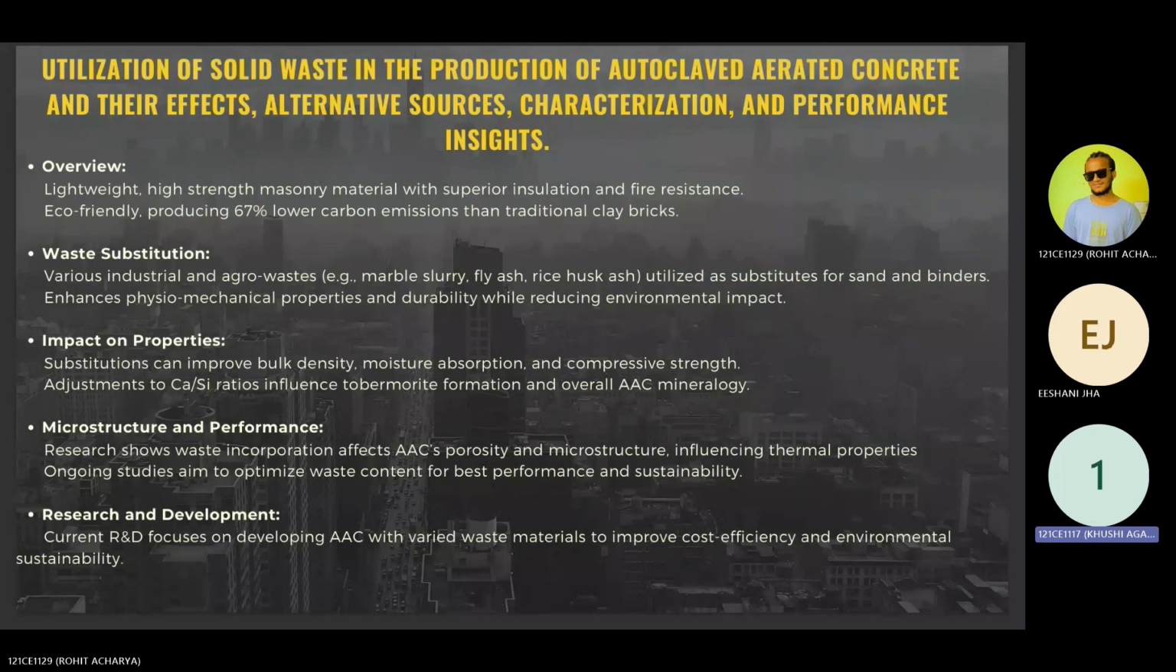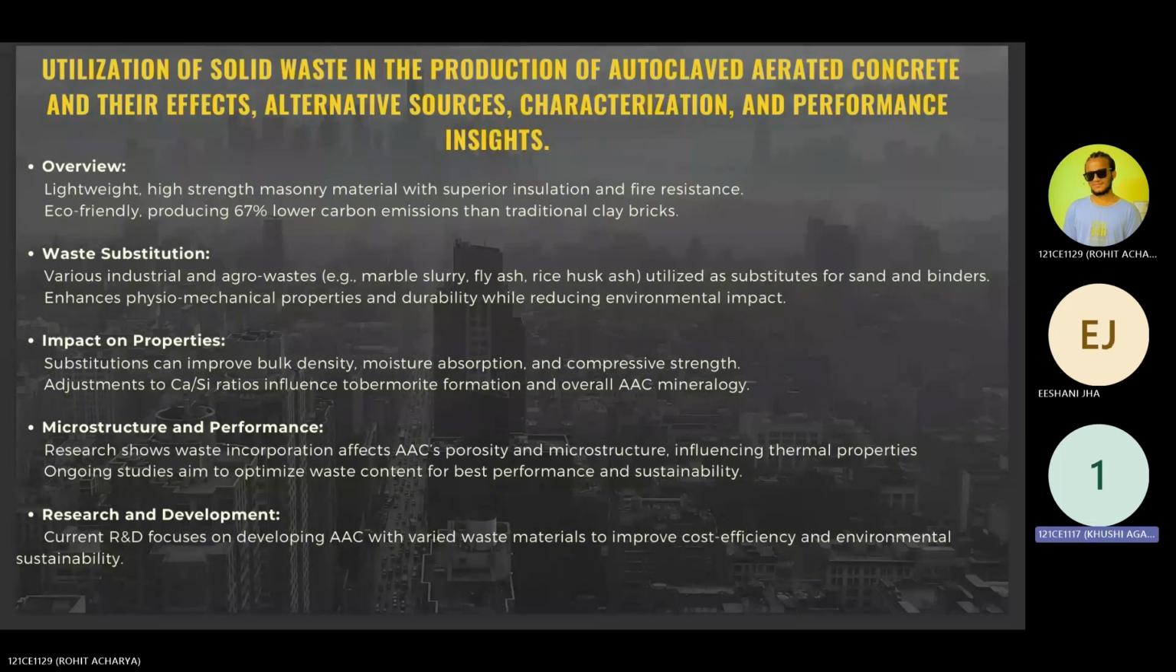Now, looking at the waste substitution, which we have in the utilization of solid wastes, various industrial and agricultural wastes such as marble slurry, fly ash, and rice husk ash are used as replacements for sand and binders. This substitution enhances physiomechanical properties and durability while reducing environmental impact.